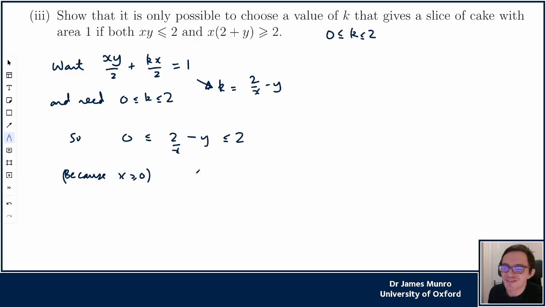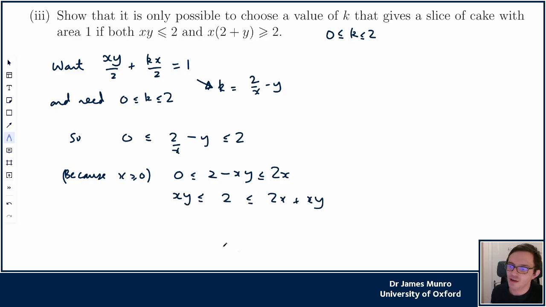Okay, anyway, when x is positive, we can multiply through by x to get this, which then on the left here says that I can keep going, can't I? I can add xy to everything, and I'll get 2x plus xy. So this first one says that 2 is bigger than xy, and this right-hand one says that 2 is less than 2x plus xy, splitting them up now into two separate inequalities to make them easier to work with. So this one says that 2 is less than x times 2 plus y.